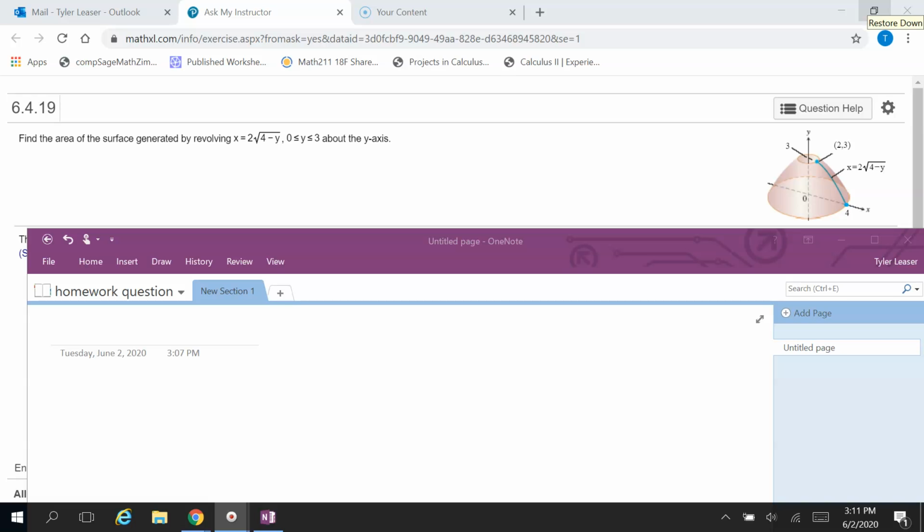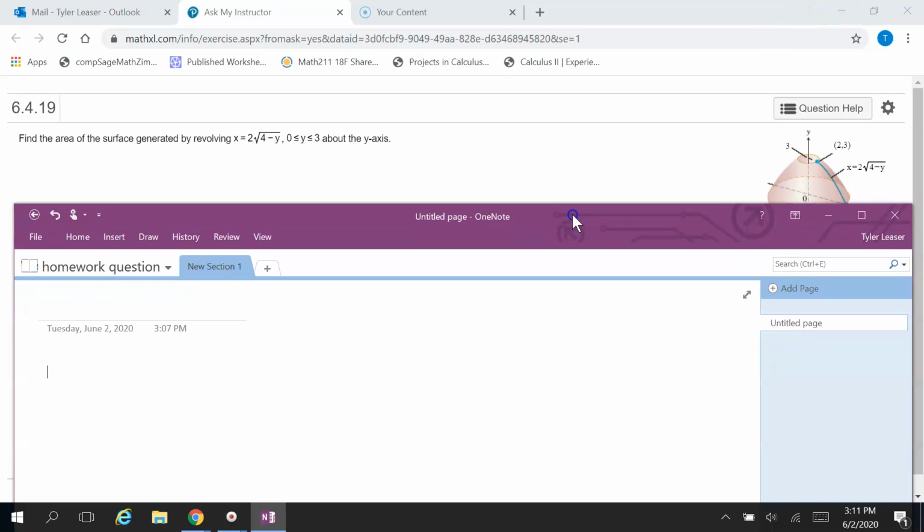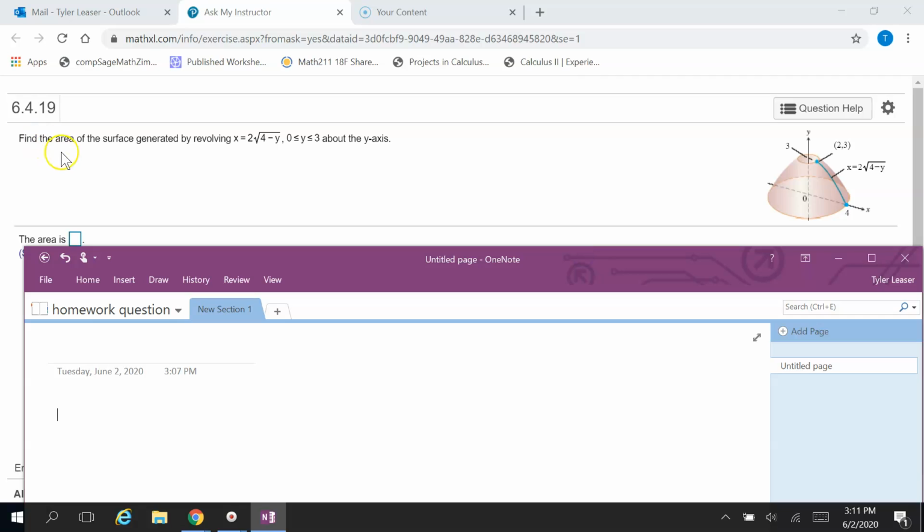I'll try to make this one so we can see the question and the answer here at the same time. So finding the surface area generated by revolving this function from 0 to 3 on the y-axis. The blue line here is the function rotating it around the y-axis. We create this picture here.